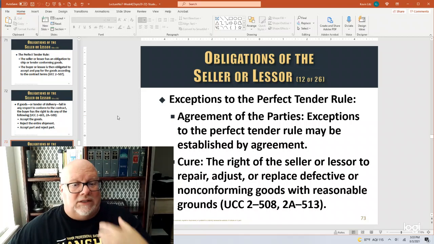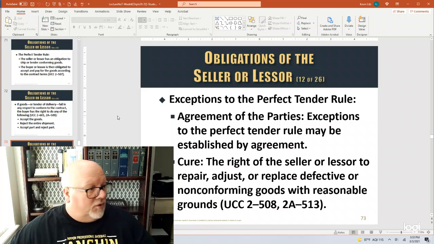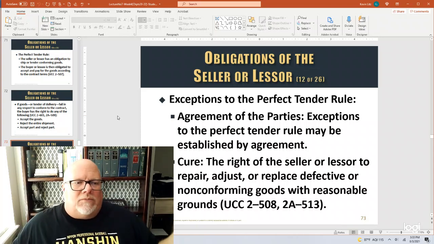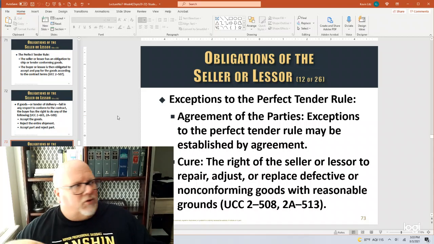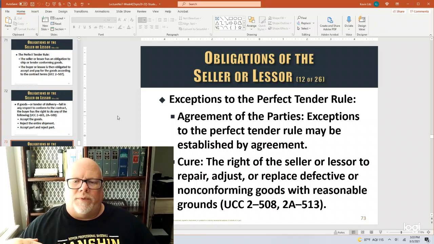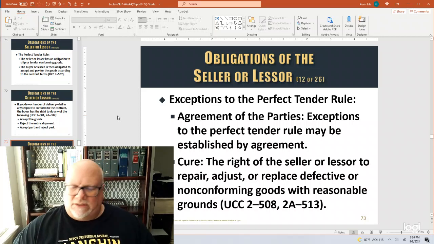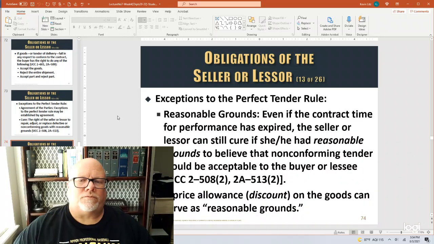However, if I'm selling you lettuce and you've got to put it in your grocery store tomorrow and it's brown, you don't have the time to let me send you new lettuce. You may have to go down the street and get some lettuce from the local people. So the right of cure is a little subjective. It depends on the facts of the case. In other words, it's the seller's right to come in and fix it. Cure.